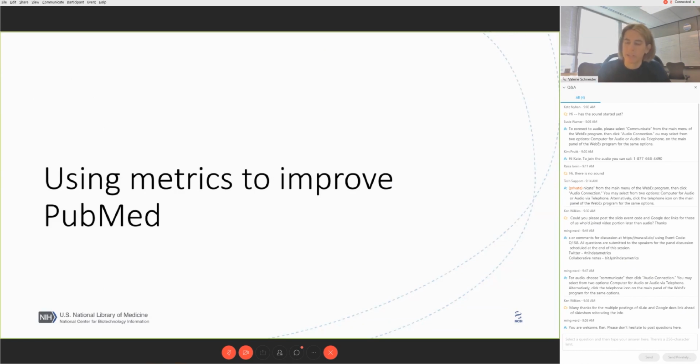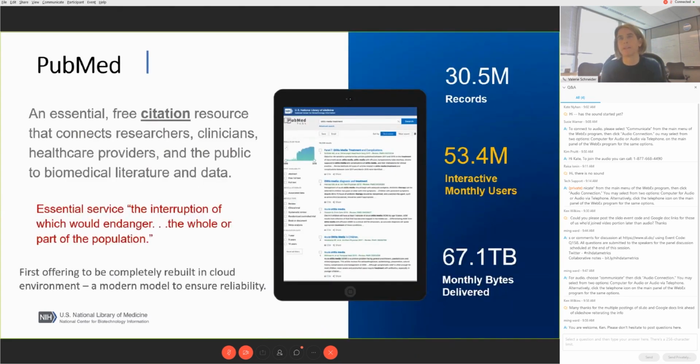So I'm now going to move on and tell you about some specific ways in which NCBI uses the metrics we gather to improve the usage and usability of our offerings. And the first story is going to be about PubMed. So many of you may be familiar with PubMed, which is a citation resource that's used by more than 53 million people each month. It's also the first offering that we are rebuilding in a cloud environment to make sure that it really remains reliable as we head into the future. And as we've been making this migration, we've been using metrics to help us improve the resource. So next, please.